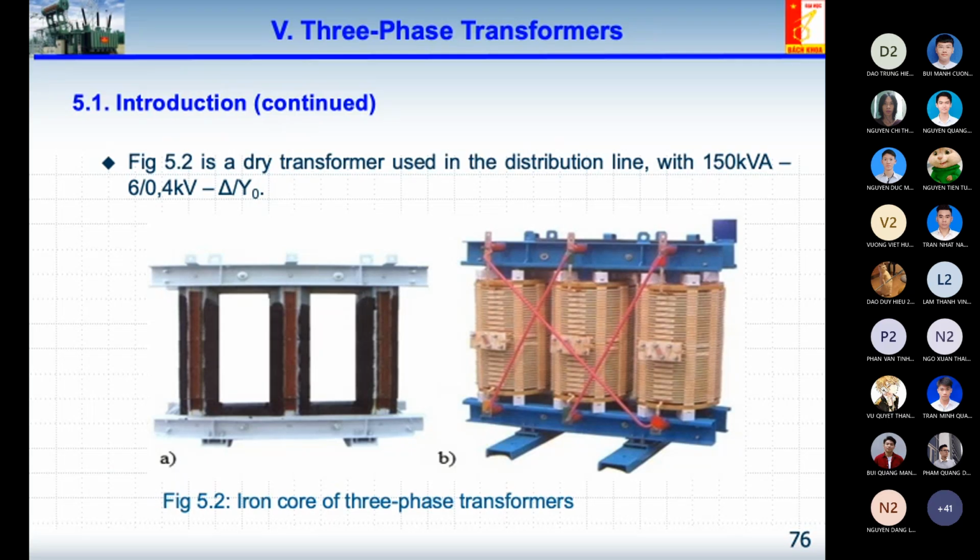Yes, for the next slide I would like to show you quickly about the dry transformer used in the distribution line of 150 kVA, and the voltage level 6 kilovolt for the high voltage, and 0.4 kilovolt for the low voltage. And of course the vector group is delta-star, you can see, and the primary winding is connected in delta. The secondary winding is connected in star with a neutral point here.